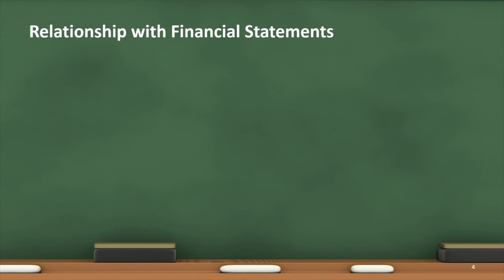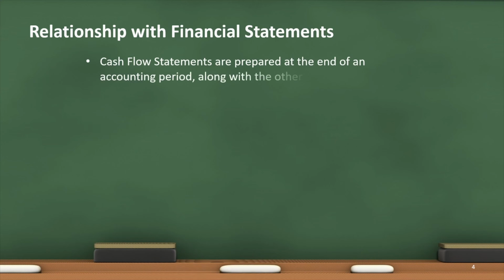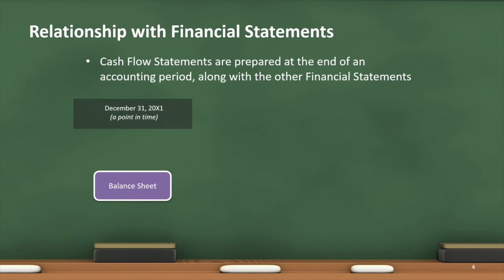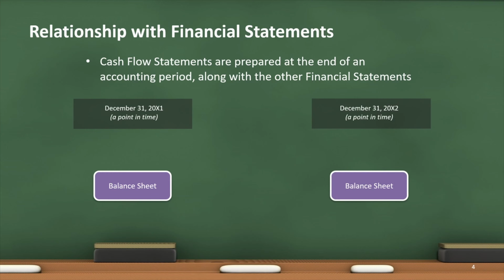The cash flow statement relates to the other financial statements in a few ways. Firstly, the cash flow statement is prepared at the end of an accounting period, right along with the other financial statements. As a quick review, consider a balance sheet that we know is prepared at a specific point in time, such as the end of December 31st for a given year. I've used 20x1. We know that even a year later, when another balance sheet is prepared, it will still be for a specific point in time.